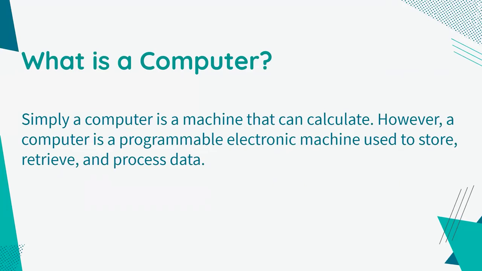A computer is a machine that can calculate. However, a computer is a programmable electronic machine used to store, retrieve, and process data. Basically, a computer is an electronic device that can manipulate information or data. It has the ability to store, retrieve, and process data. You may already know that you can use computers to type documents, send emails, play games, and browse the internet.